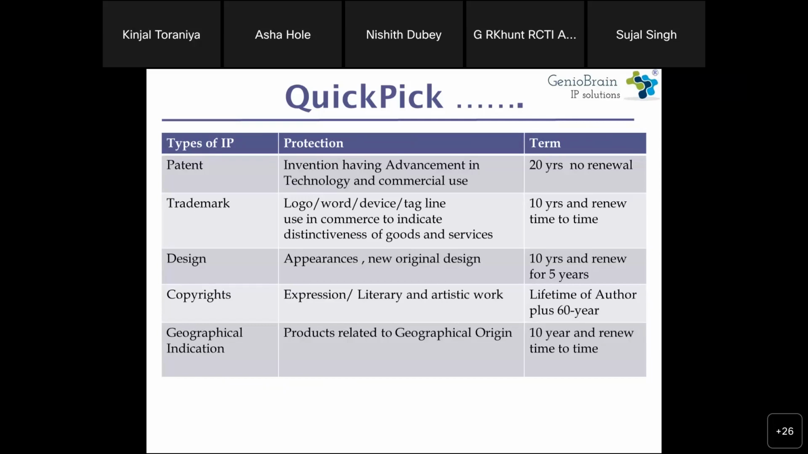Patent is valid for 20 years. Trademark is valid for 10 years and can be renewed from time to time. Design can be obtained only for the visual appearance, and it is first valid for 5 years and renewed for another 5 years, valid for 10 years in total. After that, no renewal. Copyright, obviously, is the lifetime of the author plus 60 years. And geographical indication is another IPR that is solely under the jurisdiction of the central government. It is valid for 10 years and renewed from time to time. So these are the different types of IPR, and they are a quick pick.